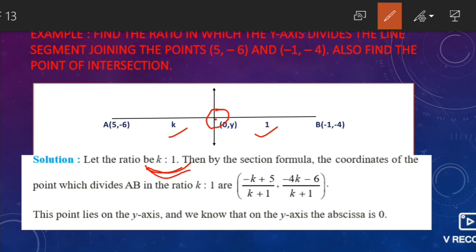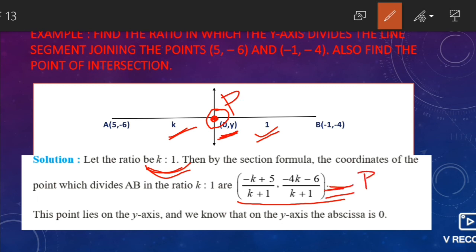Since this point is on the y-axis, any point on the y-axis is of the form (0, y), so I am considering this point as (0, y). Now this point (0, y) divides line AB in the ratio k:1, so you can use the section formula. By the section formula, the coordinates of this point P will be ((-k + 5)/(k + 1), (-4k - 6)/(k + 1)).